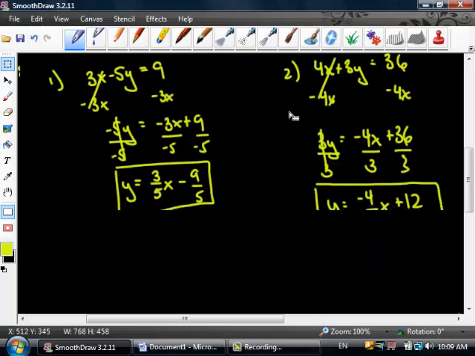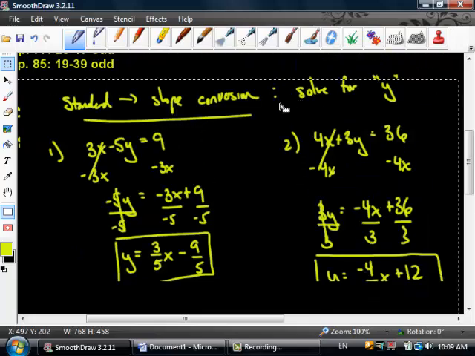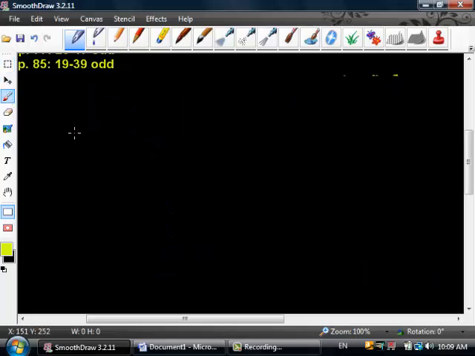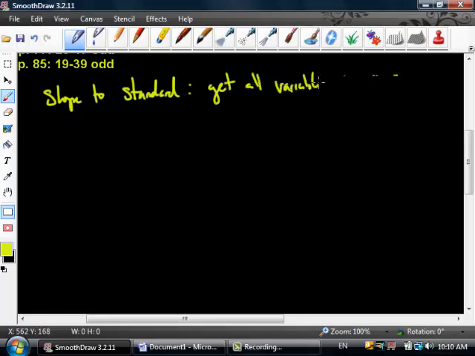Let's keep moving, because now we're going to go backwards. We need to convert from slope to standard, and then from there, there's going to be a couple more twists on the problems. So, conversion from slope to standard. And what that means is we're just going to get all the variables on one side. Get all the x's and y's on one side of the equal sign. So what does that look like?